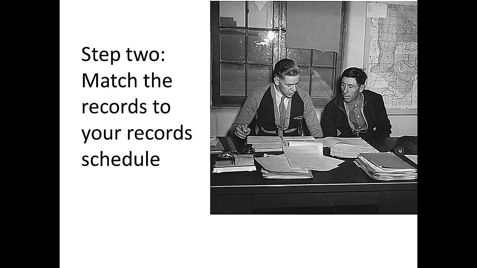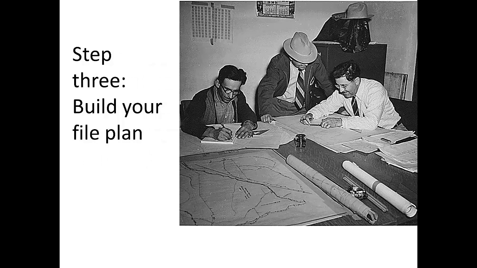Next, you'll match the different types of records you identified with your organization's record schedule. If you don't know how to find your record schedule, be sure to ask your records manager or records officer. Using the information from your record schedule, you'll put together a file plan listing just the types of records in your office, along with their filing and retention instructions and information on where and how to file and find the records.